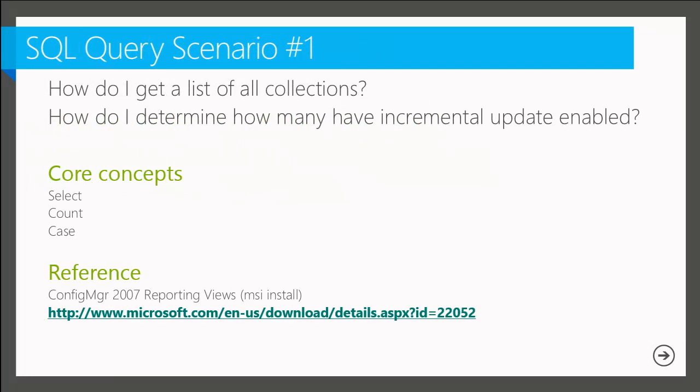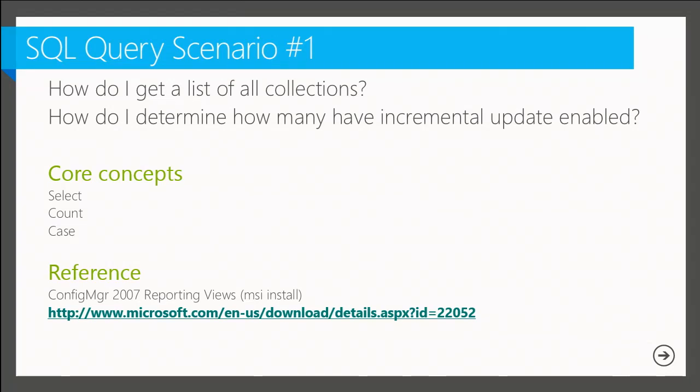So the first scenario, how do I get a list of all collections? And it's funny because this came up in part because if you're familiar with the new incremental update option in Configuration Manager, according to a KB article I read, or perhaps a white paper, there's a limit of about 250. So in other words, if you go beyond that, you can start running into performance issues. So do you have any idea how many are set that way? I didn't, so I wrote a query to find out, and I'm going to walk through that, and also be covering kind of core concepts as well.